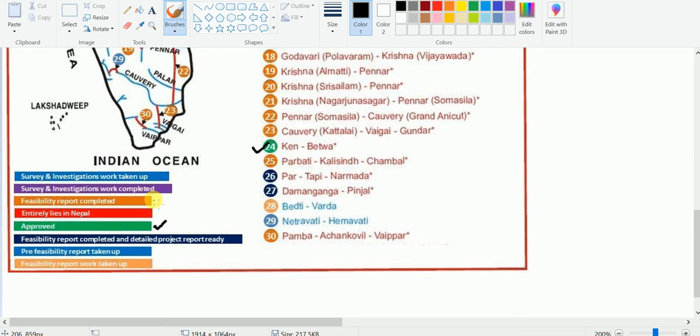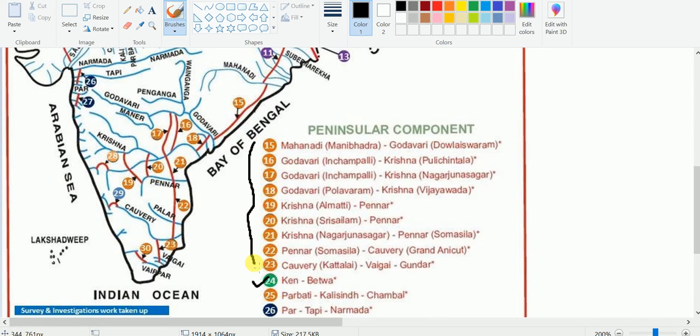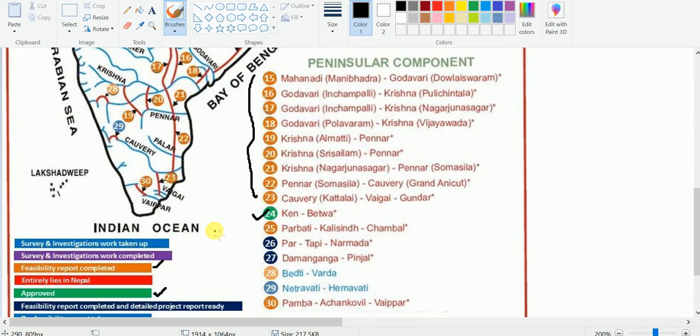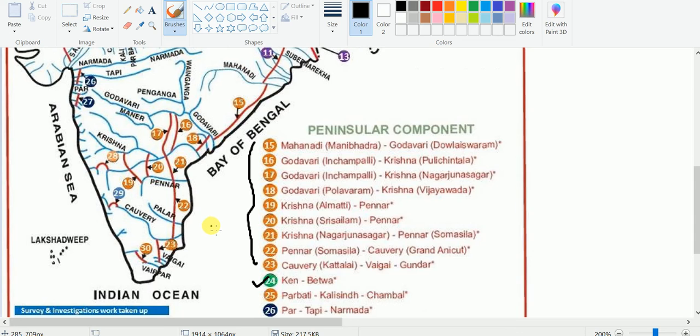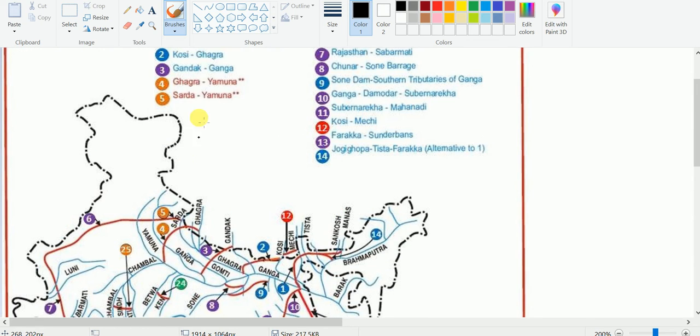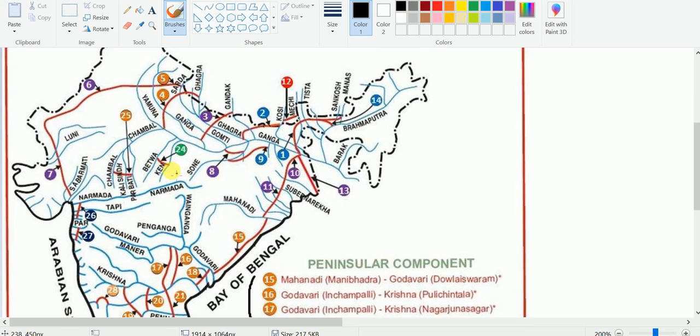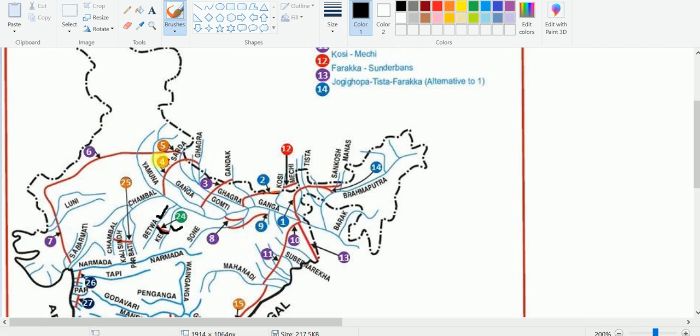Then this color indicates feasibility report completed. So for many rivers, the report is completed. The feasibility report is completed, whether it can be done or not, the report is given. For example, here Ken-Betwa is here. So this is the Betwa river, and this is the Ken river. So here it is approved. The linkage between Betwa and Ken is approved, and so many others are feasible, and the report is completed.